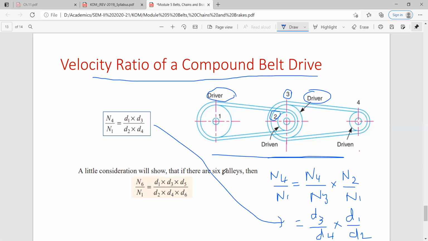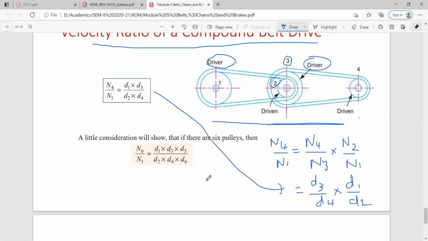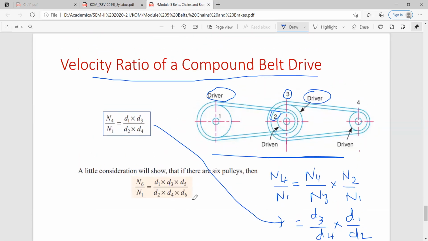Similarly, if there are 6 pulleys in a compound belt drive, there is one more intermediate shaft. Then you can write the velocity ratio for the drive as n6 upon n1 equal to d1 into d3 into d5, the product of diameters of the driving pulleys to the product of diameters of the driven pulleys, in this way. Okay, so you note down this too.